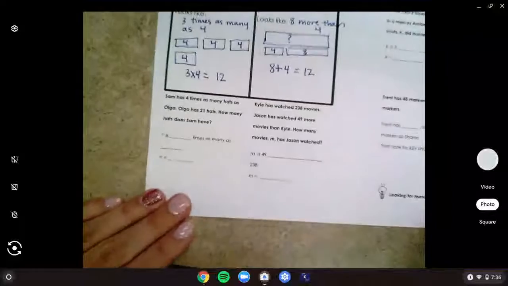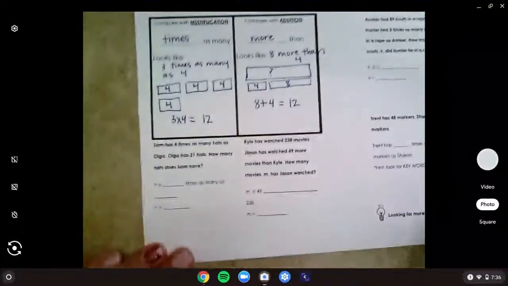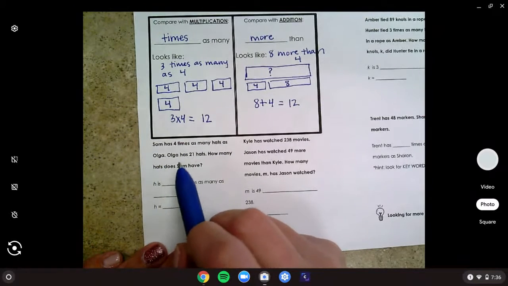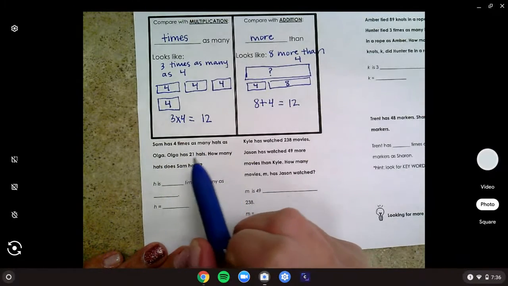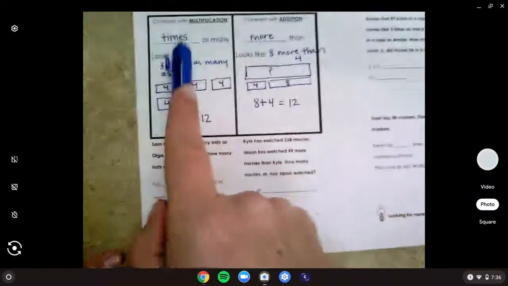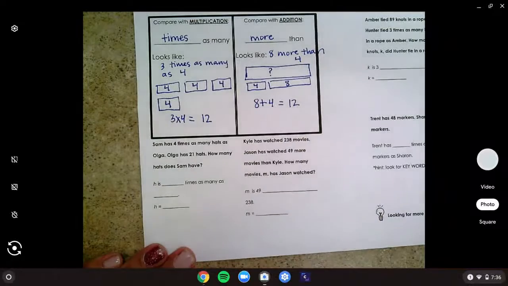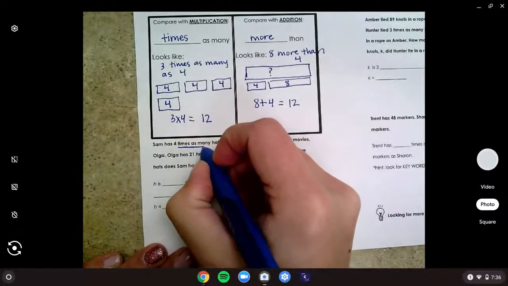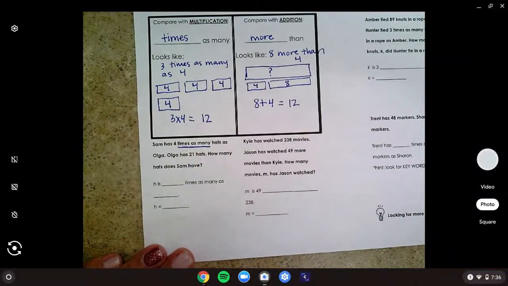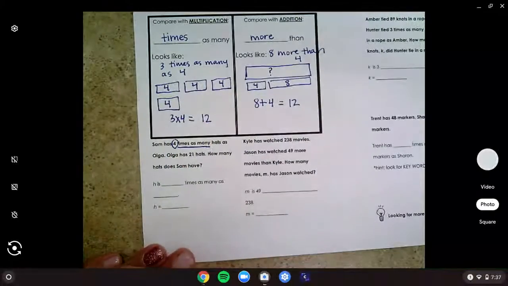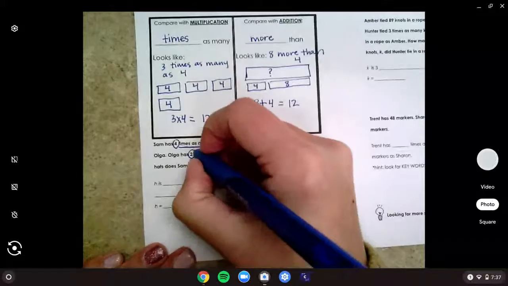Let's do these practice ones together, okay? So Sam has 4 times as many hats as Olga. Olga has 21 hats. How many hats does Sam have? First, I'm looking for one of those phrases that we're working with. Times as many or more than. Oh, I see. Times as many. Good. Did you find that? Let's underline that. Now let's circle those numbers that we're going to use. 4 and 21.